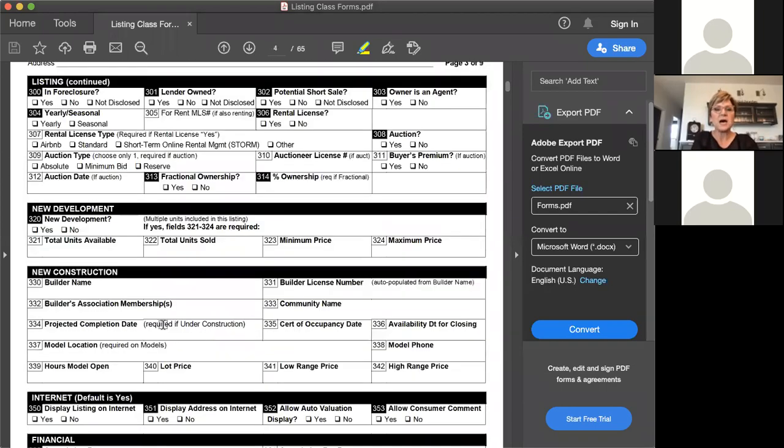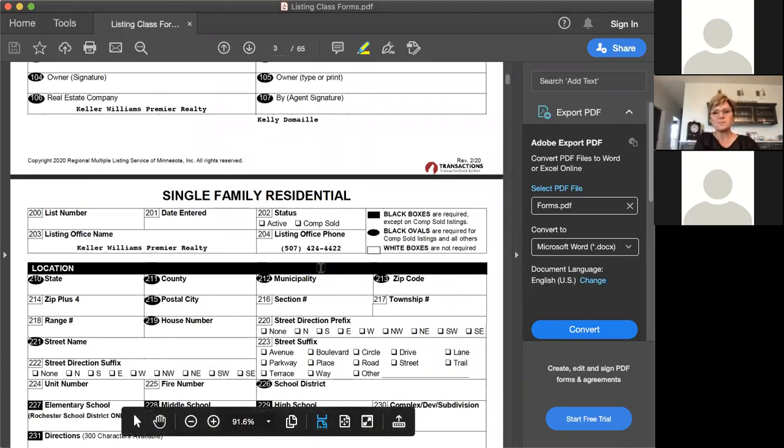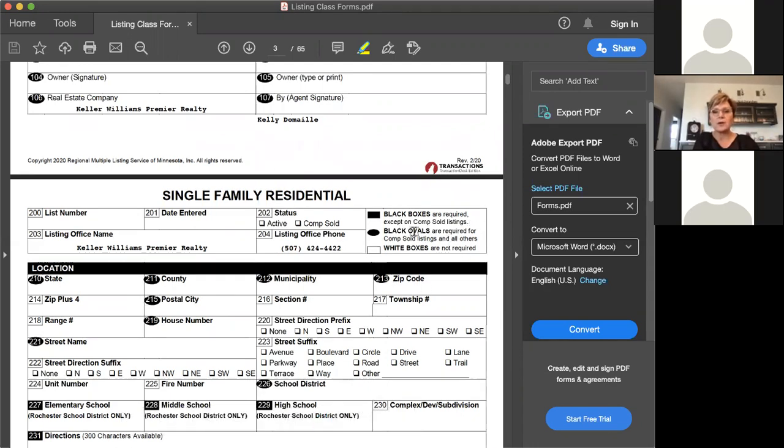When you look at the top of this, I'll go back up. Sorry if I'm making you dizzy. Right here in this box up in the corner, it says the dark black square boxes are required, except on comp sold listings. Comp sold listings are where you are just helping somebody who already has a buyer. You're going to list the property and do a purchase agreement at the same time, so it's listed and pended immediately. But you want it on the MLS so that it shows up for comparable purposes. That's what they would refer to as a comp sold listing.